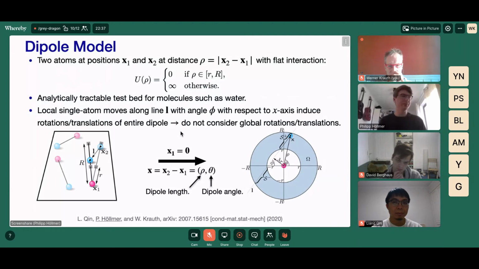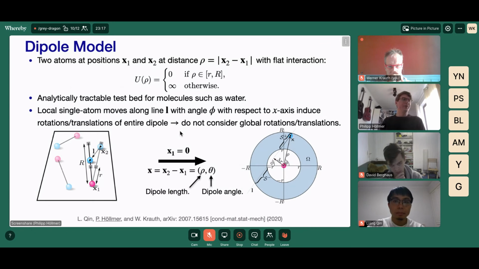So in this sketch, I show you the dipole and the single atom move. So here on the left, you can see the atom x1, the pink atom at some position, and another atom at position x2. And I depicted the allowed interval of the dipole separation by these gray squares. So this is small r and this is big R. We then have some local move, which moves the x2 position along this line L to a new position within the allowed region, of course. This single atom move along the line L can be anything. It can be done using the Metropolis algorithm, or it can be done using event-chain Monte Carlo. It doesn't matter for now.